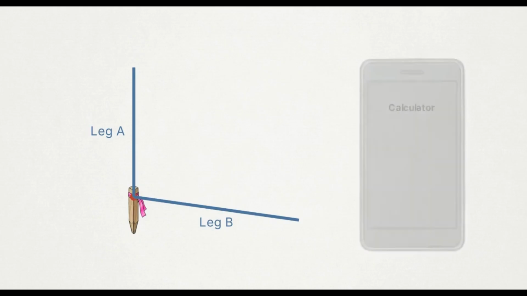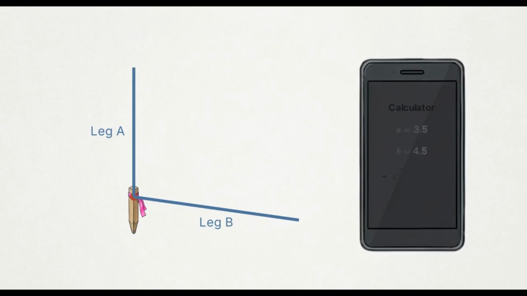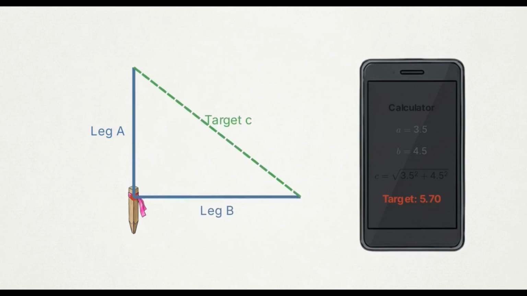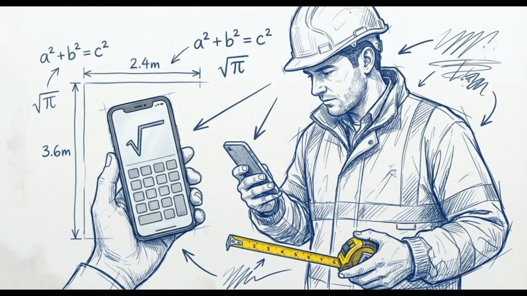Step 4 happens before you even pick up the tape measure. Pull out your phone calculator, enter your measured lengths for A and B into the formula, and generate your exact target diagonal. Finally, step 5 and 6. Pull your tape measure between the 2 endpoints of your legs. If the measurement doesn't match your target number, shift the free wall in or out until it hits your calculated diagonal exactly.